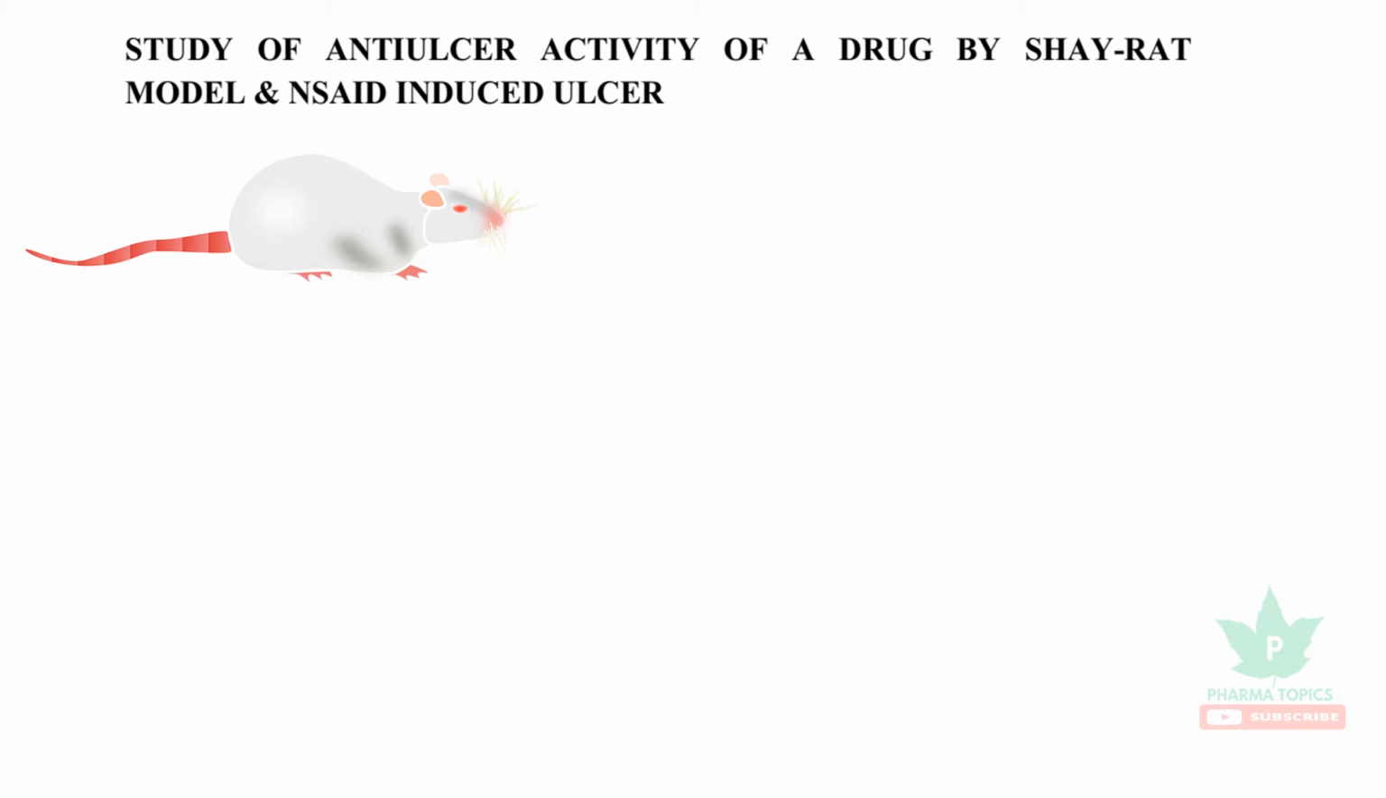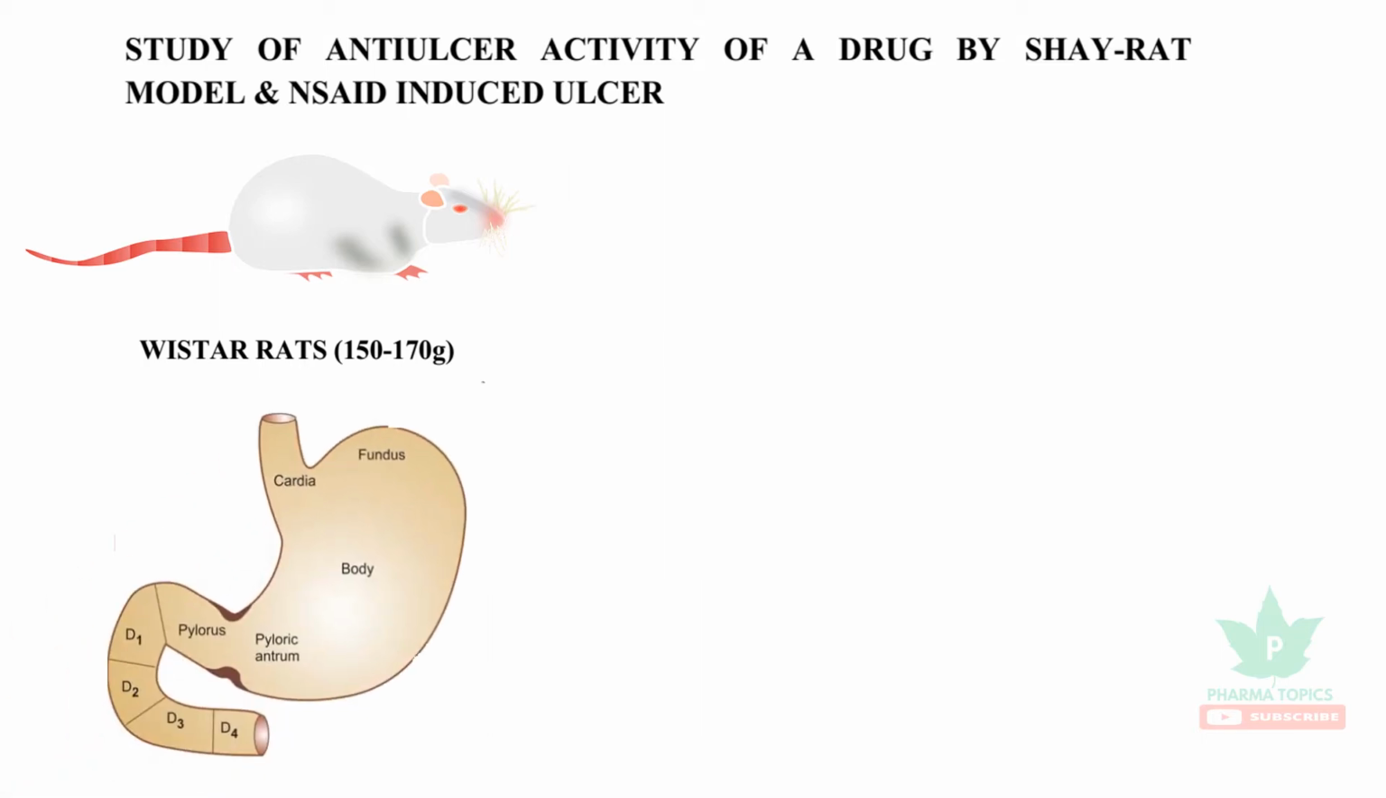Today, our topic of discussion is the study of anti-ulcer activity of a drug by the Shay-rat model and the NSAID-induced model. For this experiment, rats are used, particularly Wistar rats, with animals weighing 150 to 170 grams. It is otherwise called the pyloric ligation model.